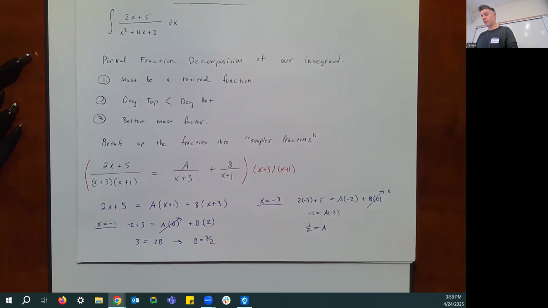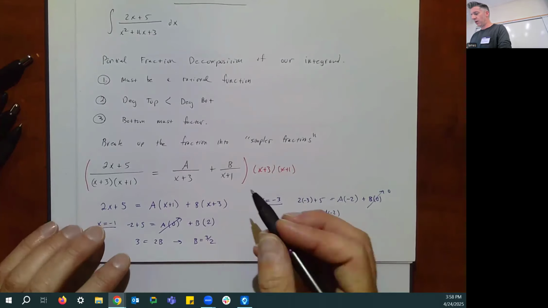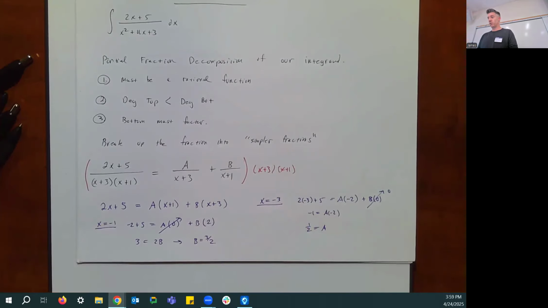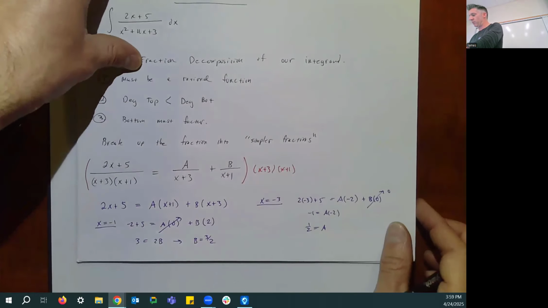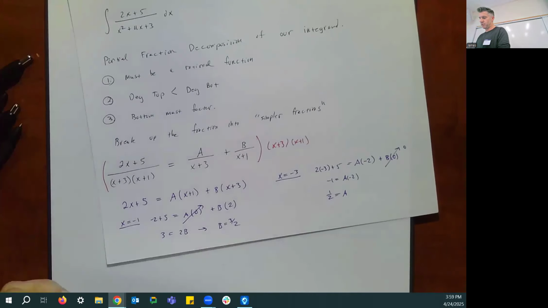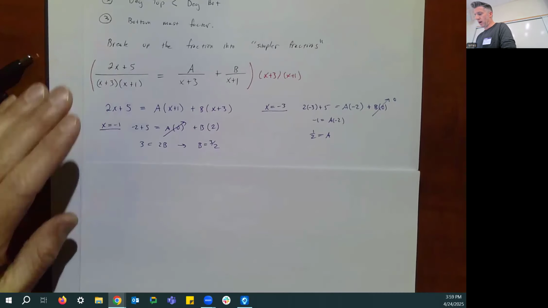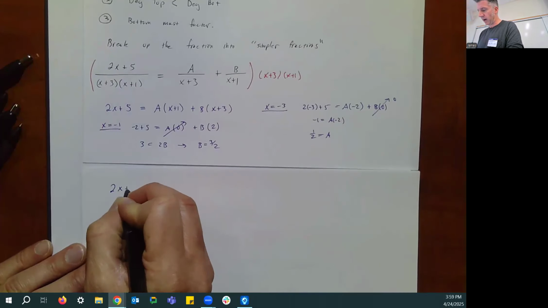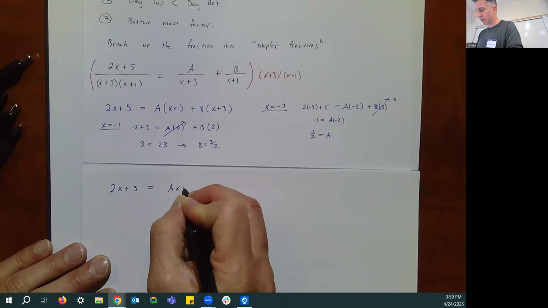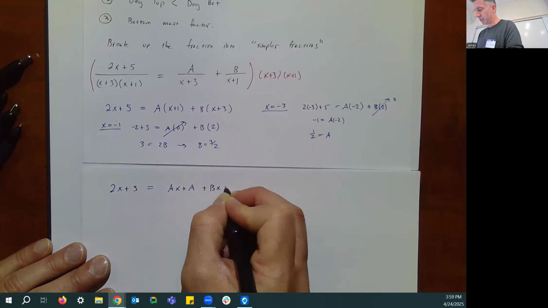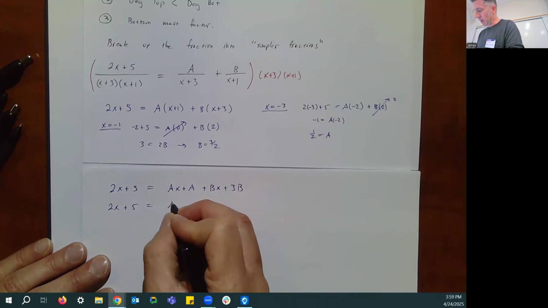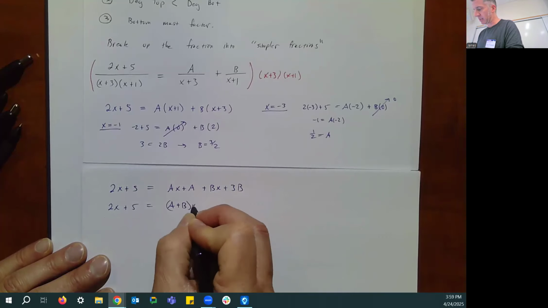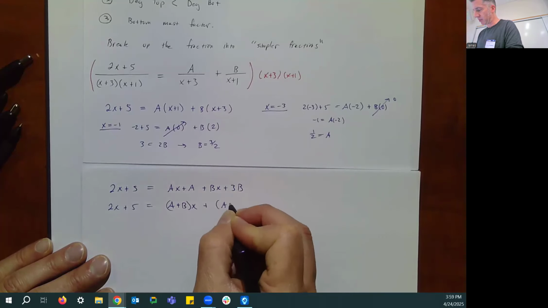Alternatively, some people might not show you this. I don't know why they wouldn't. And they might say, we can do this thing where we equate coefficients. If you multiply out the right-hand side here, you have on the left 2x plus 5. On the right, you have ax plus a plus bx plus 3b. And then 2x plus 5 equals a plus b times x plus a plus 3b.